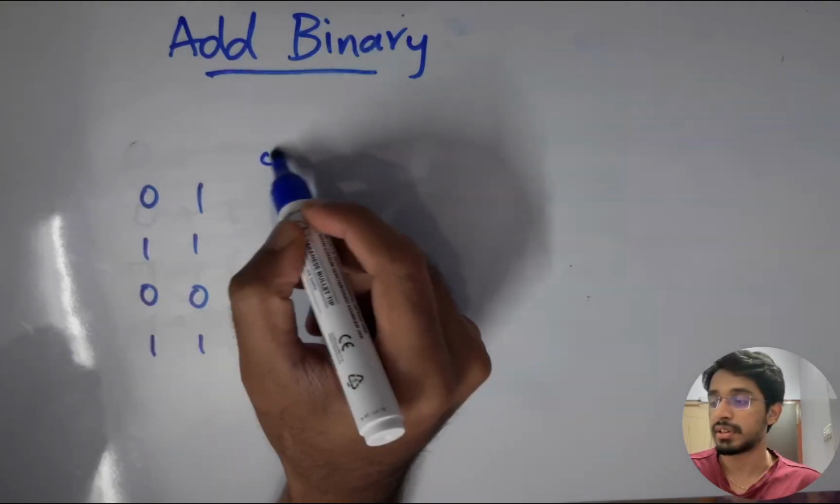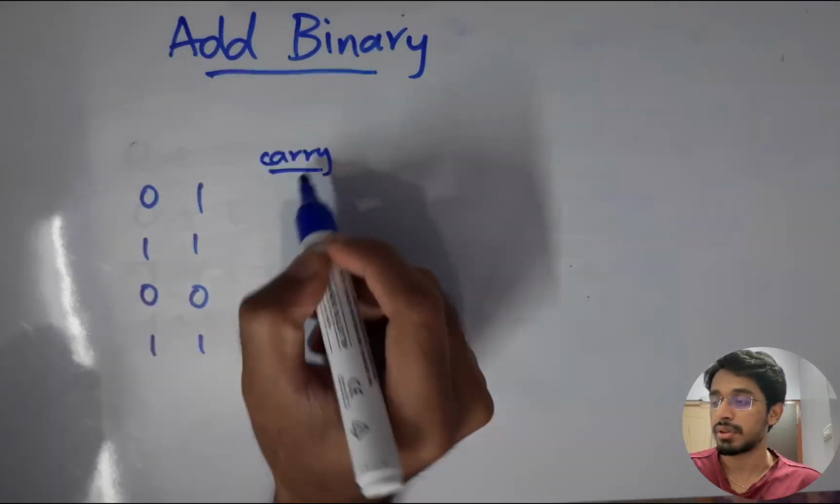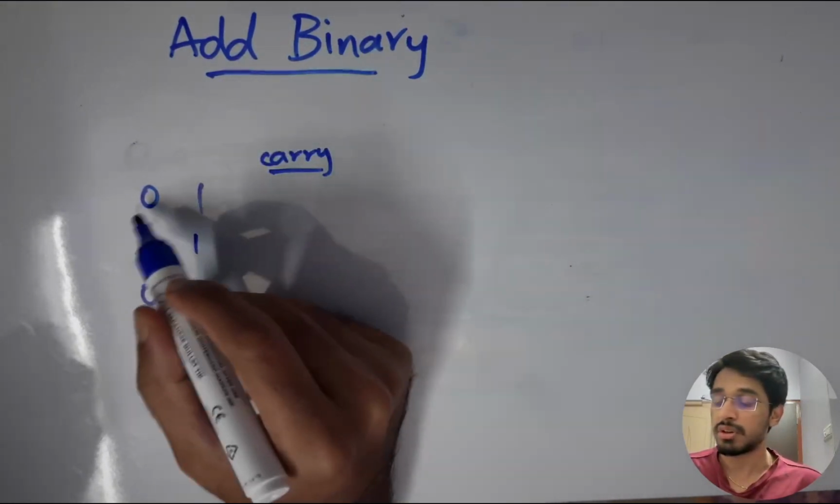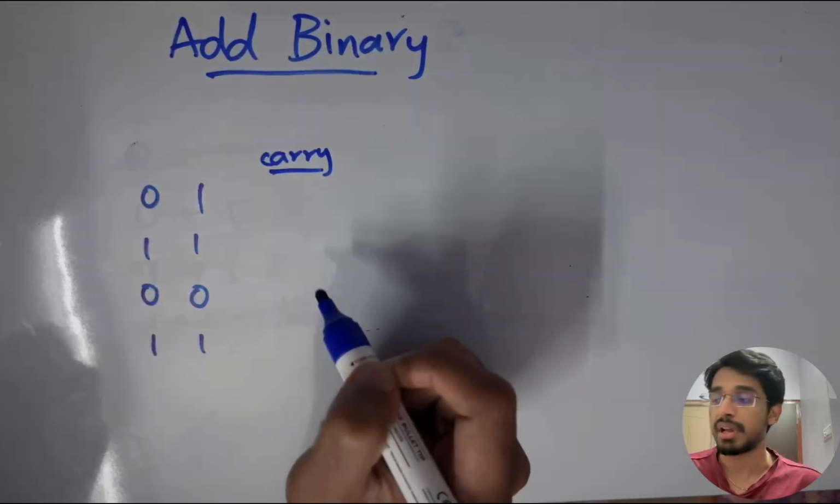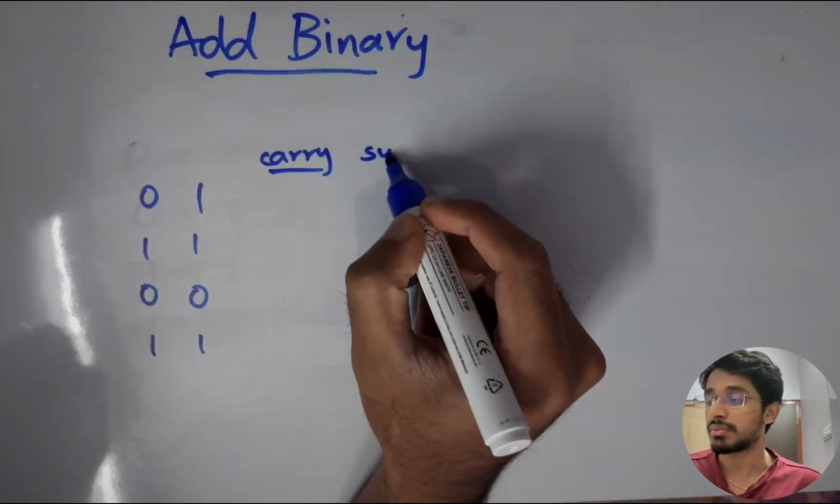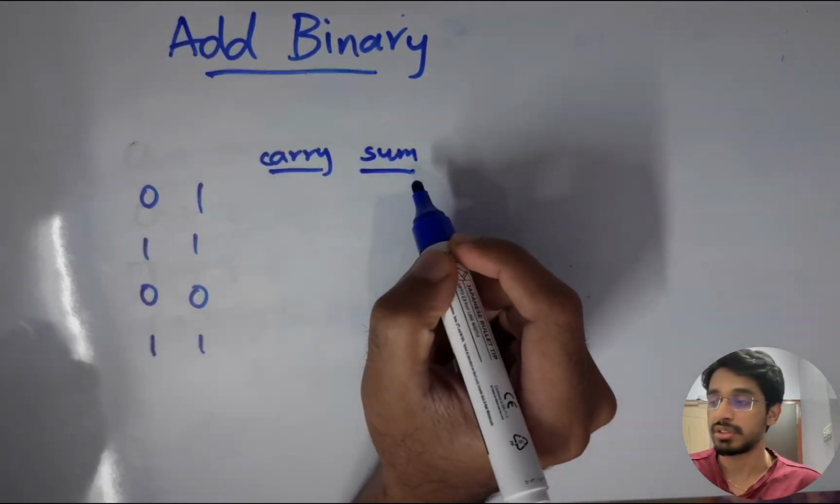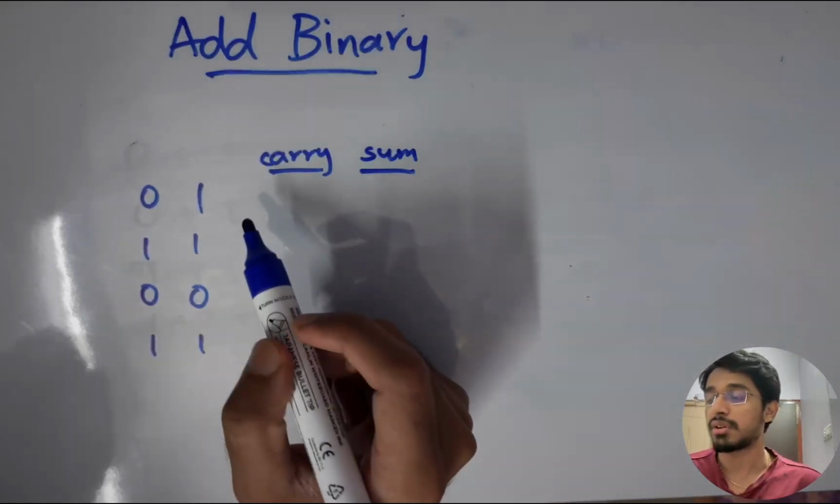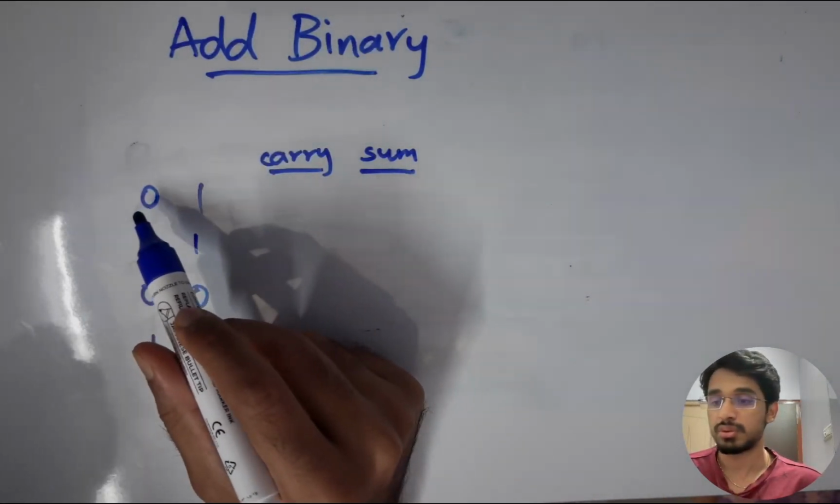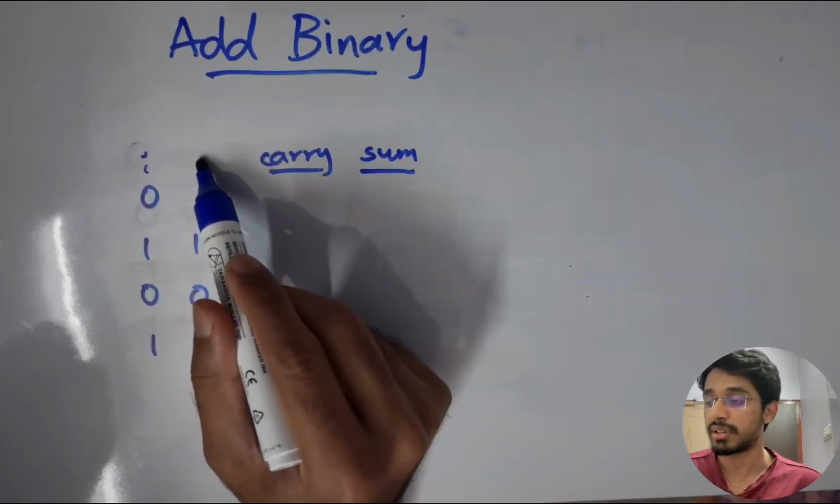So let's say carry. We don't know what the carry will be, so we'll just leave this column blank. And we also have something called sum. As I told you, these are the two components. So now we just need to calculate by adding two bits. Okay, so as I told you, this is the i pointer and this is the j pointer.